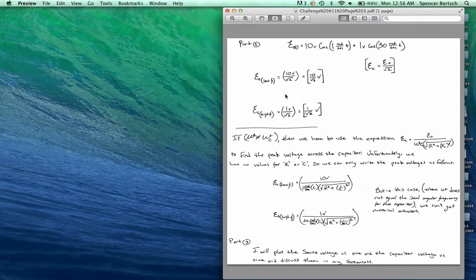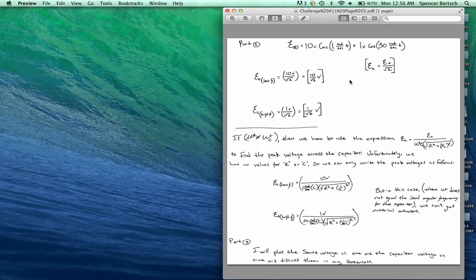So part 2 is really simple because I just use the really simplified expression in the case that the crossover, in the case that VR equaled VC. So E for low frequency, which is just the voltage across the capacitor for the low frequency. The low frequency was 1 radian per second, which is really not fast because that's 1 revolution every 2 seconds, which is really slow. But that's just 10 volts divided by root 2, which is just 10 over root 2 volts. And then for voltage across the capacitor at high frequency, it's 1 volt over root 2, so it's 1 over root 2 volts. So that's really easy.